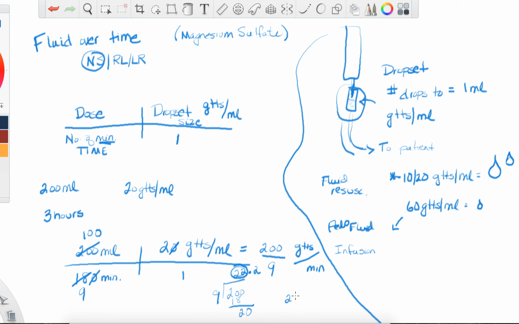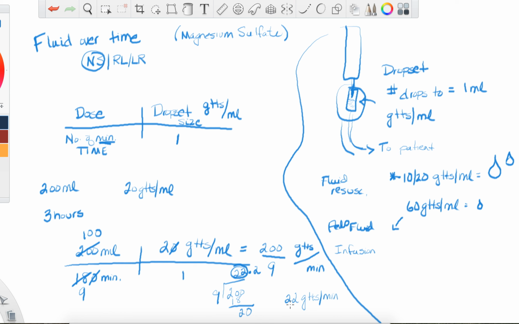So if we drip it at 22 drips per minute, we will give the 200 milliliters evenly spaced over 3 hours. Okay? Now to get 22 drips a minute, to be that accurate, you're going to have to use an IV pump. If you had to do it by hand, you're not going to be able to get 22 drips a minute, right? Because you might be able to get a drip a second. You could get 2 or 3 drips a second, which is 60 or 66 drips a minute, but you're not going to be able to get 22, okay?